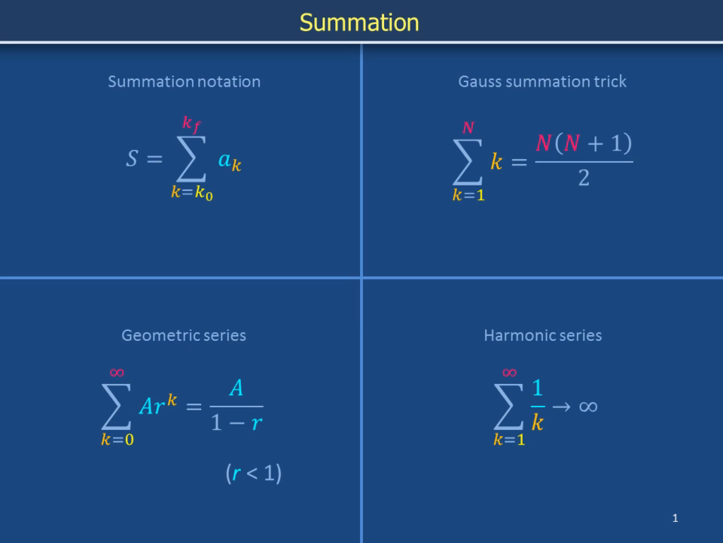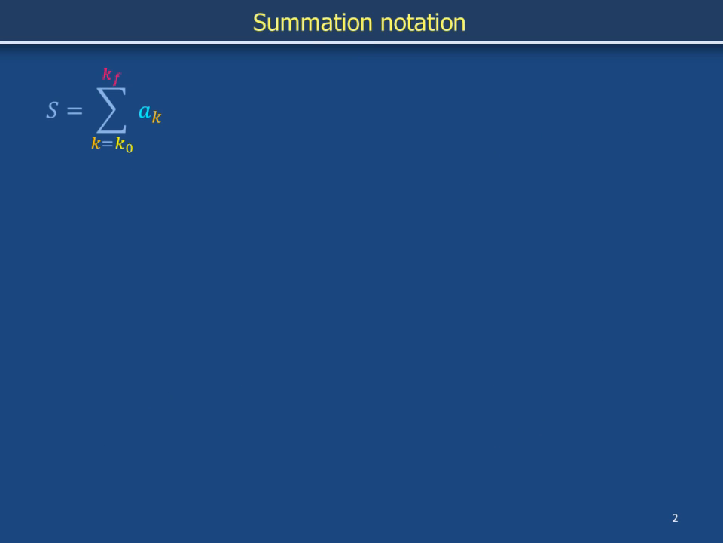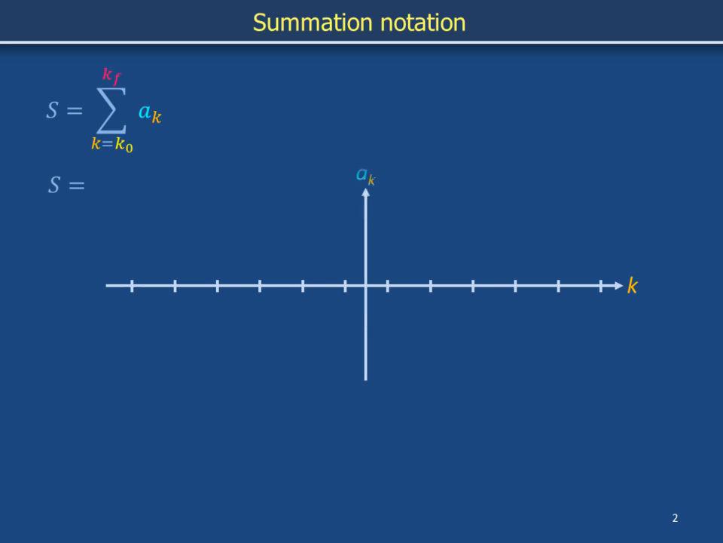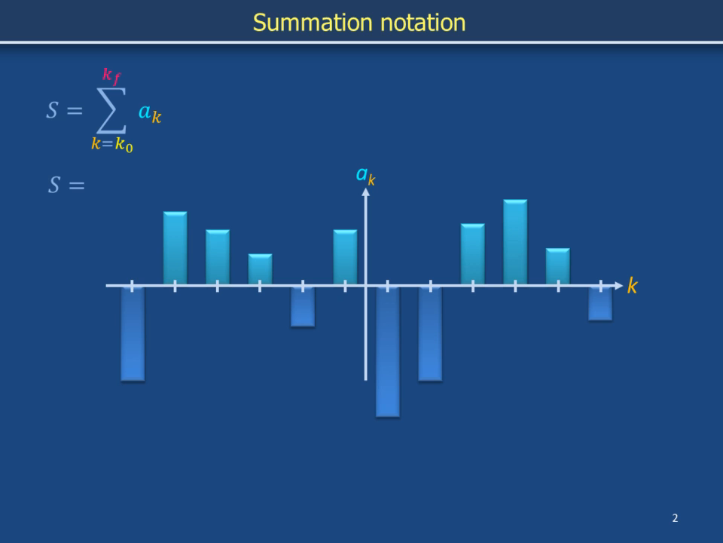In this video, we begin with notation. The uppercase Greek letter sigma stands for sum, and this notation is read as S equals the sum from k equals k0 to kf of a sub k. The letter k is an index. Each individual integer value that k can take is associated with a particular value of a sub k.